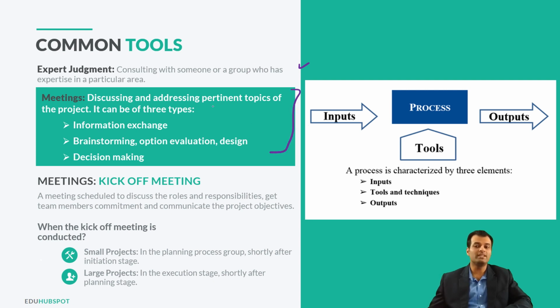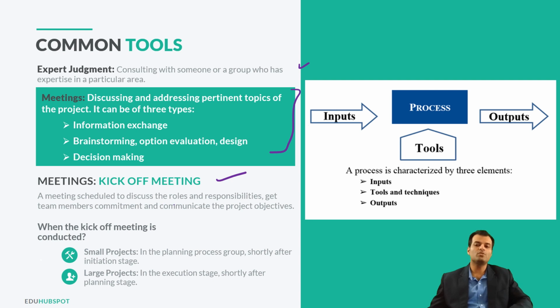Then we will use meetings a lot, which is discussing and addressing pertinent topics of the project. Whatever you do, you probably start with a meeting, right? What are the different types? For example, a meeting for information exchange. You do a meeting for brainstorming. You want to evaluate all the options, like discussions for design. Decisions for decision making. You do meetings for almost everything. That is another common tool. Under the meeting, there is another important topic, which is your kickoff meeting. You might get some questions on the kickoff meeting, approximately 1 or 2 questions on meetings, specifically on the kickoff meeting.